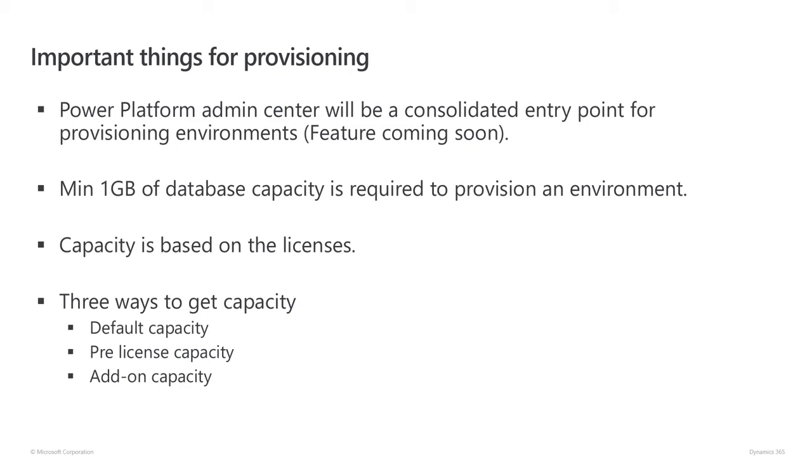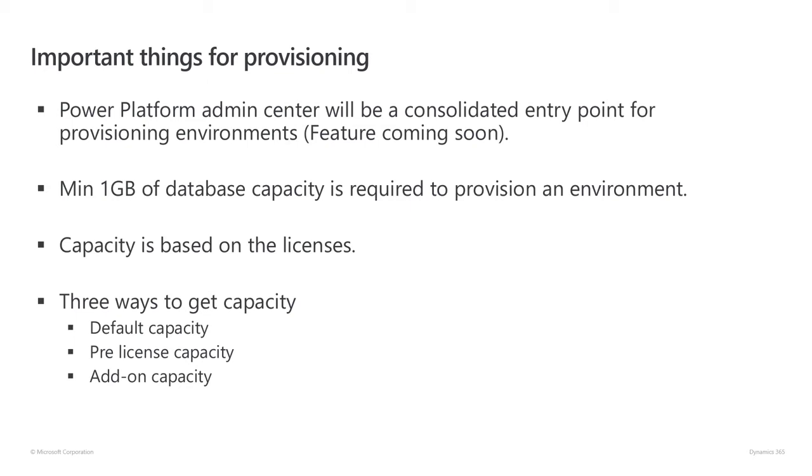Minimum 1 GB of database capacity is required for provisioning. If you do not have 1 GB database capacity, then the provisioning will fail. It will give you an exception that asks you to go and buy additional capacity or clean up capacity, whatever is appropriate for you. And capacity, like I talked about, is based on licensing, and you can always buy an add-on. These are the three different ways that you get capacity: default capacity, which you get even by buying a single license; per user, per license capacity, which gives additional capacity as more and more licenses you buy; and you can always go in and buy an add-on.